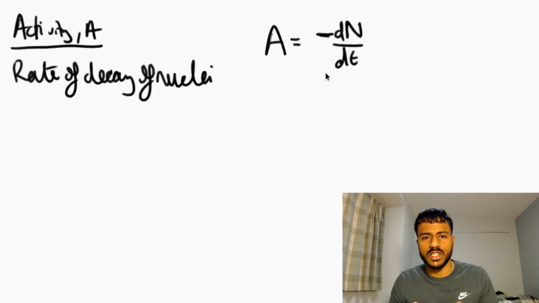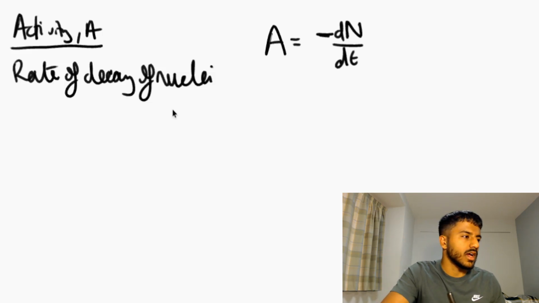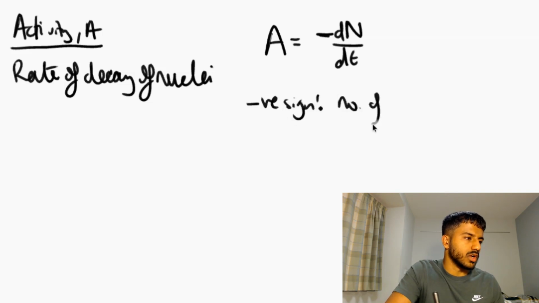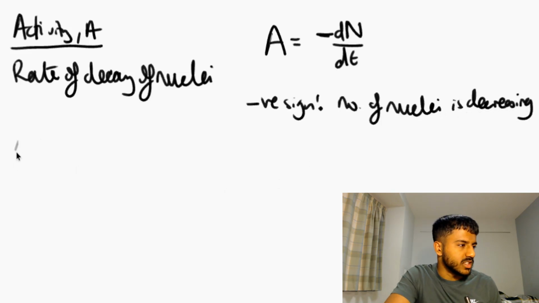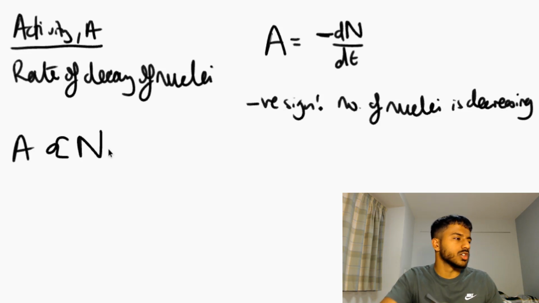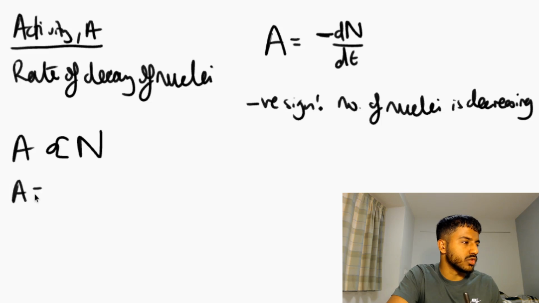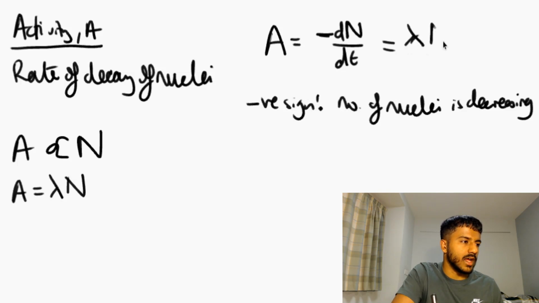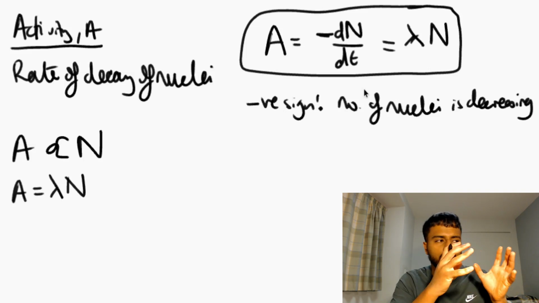Now, dN by dt is your rate of change in nuclei, and there is a negative sign because the number of nuclei is decreasing. Now, activity is actually proportional to the number of nuclei. That means that the more nuclei there are, the more the activity is. So we can basically say that the activity is equal to some constant times N. So if we put that up here, we get that this is equal to lambda N. So that here is your activity equation.